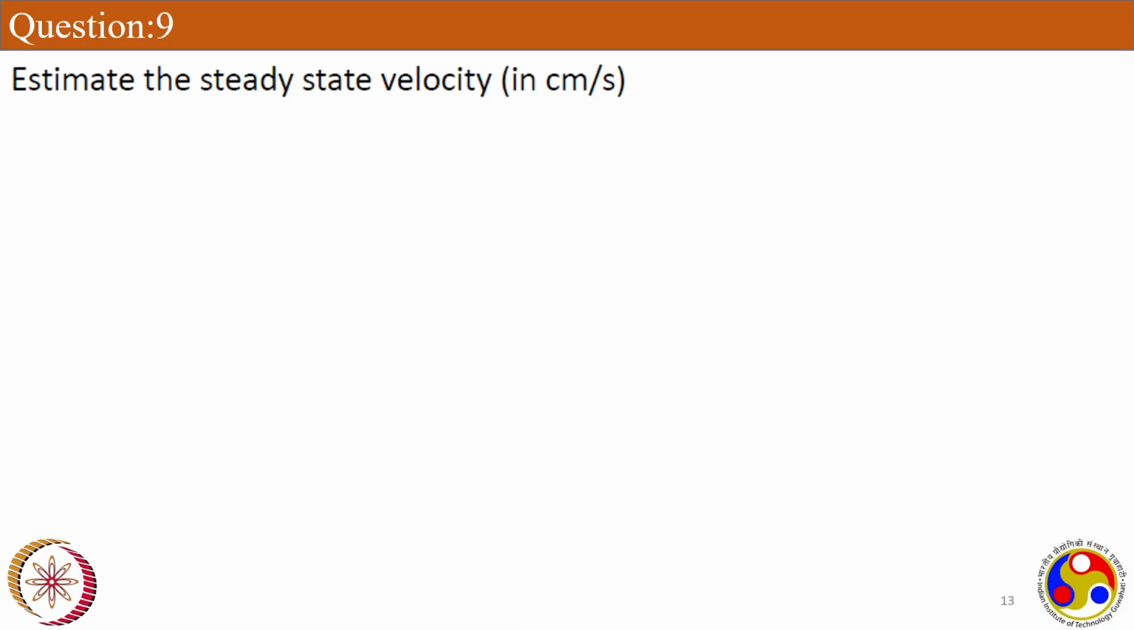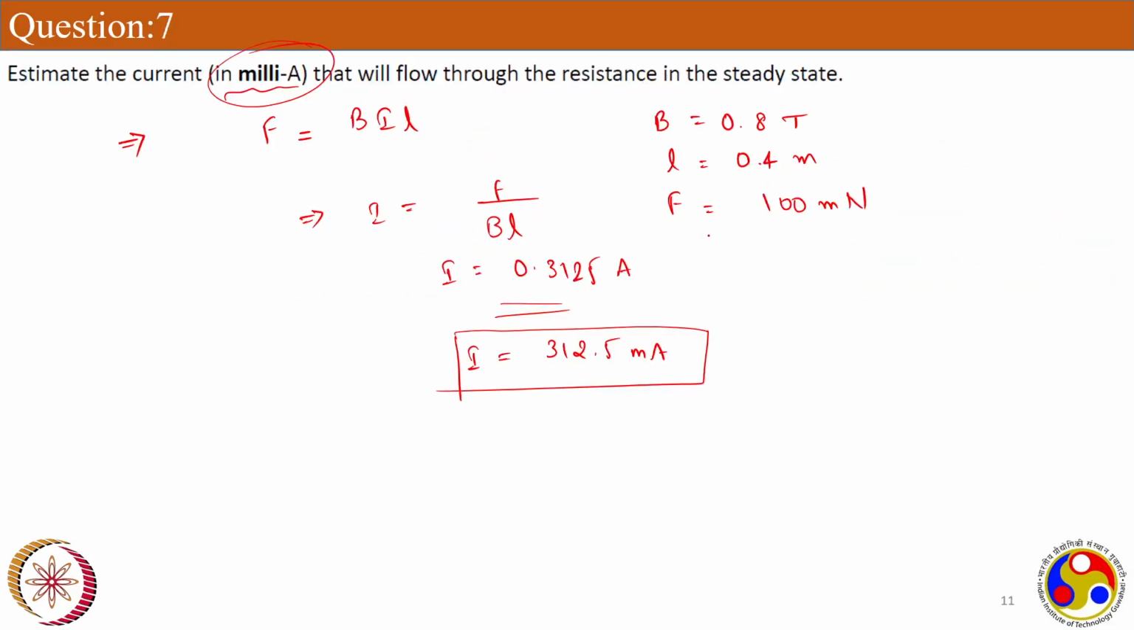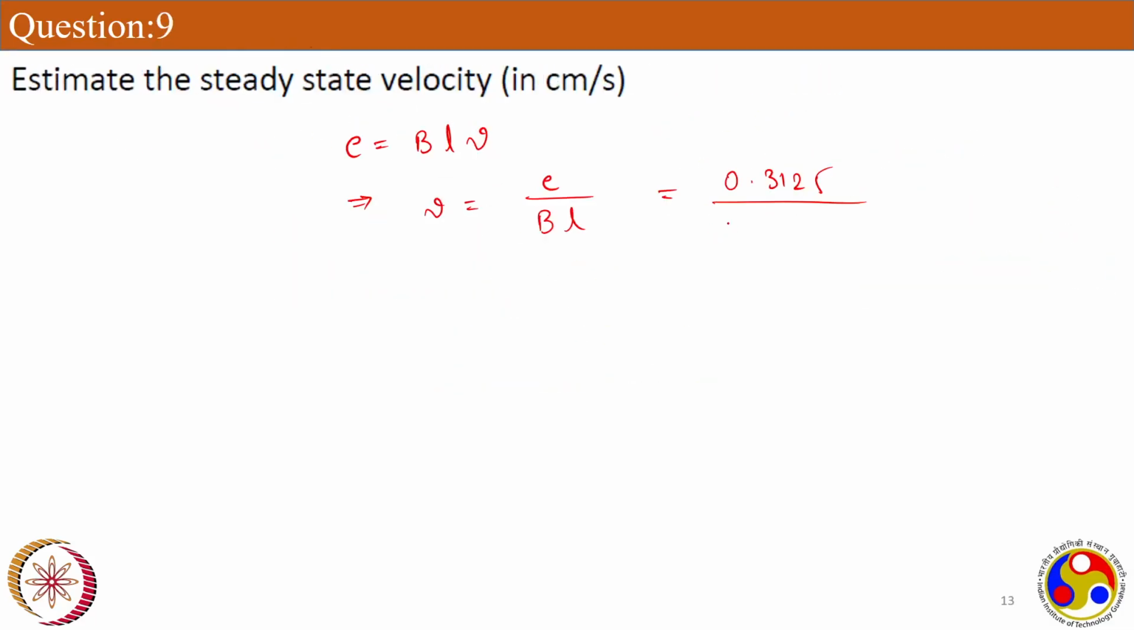So, what is the steady state velocity experienced? What is the velocity with which the conductor will move in its steady state? Now, from the previous question itself, we have calculated the EMF induced, right? Velocity is equal to E by BL. Now, E value is 0.3125 volts divided by how much is B? 0.8 and 0.4. 0.8 multiplied by 0.4. Can anyone tell me how much this is?